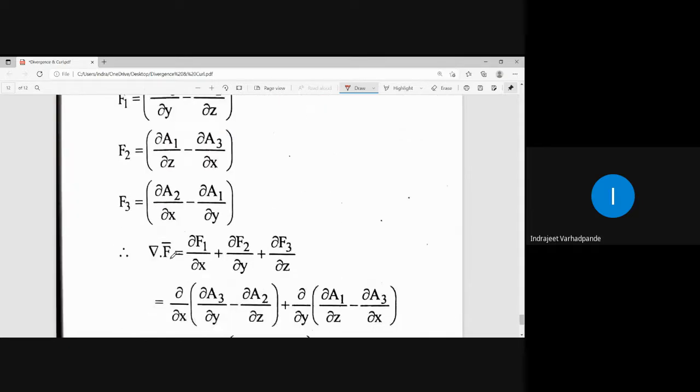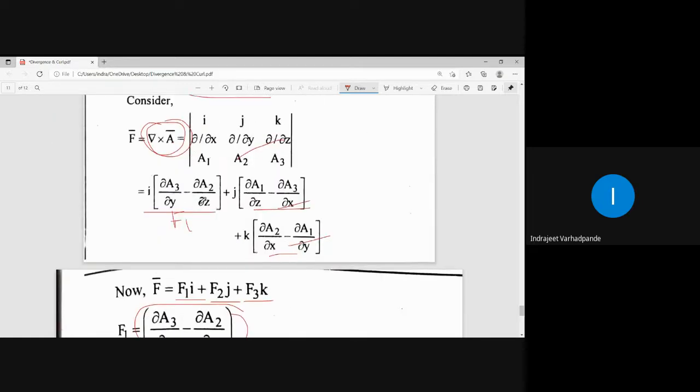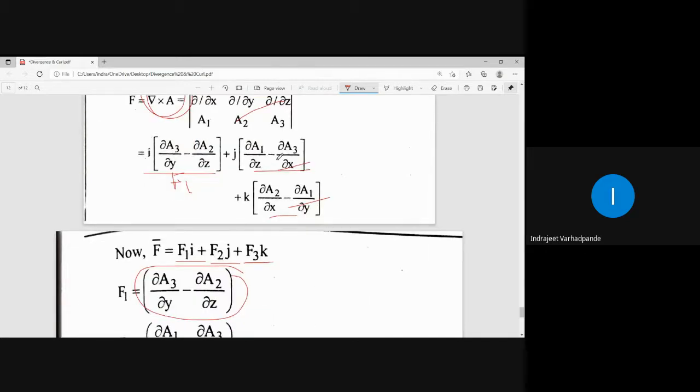Now del dot F bar यानी क्या होगा, derivative of this quantity. Why I have represented it by F1, F2, F3? Because I have to take the divergence. Divergence is nothing but dot product. Dot product is always scalar. So instead of keeping it in the bracket, which will increase the complication, what I do is I represent this F bar as F1i, F2j, F3k, where what is F1? F1 is this bracket, F2 is this bracket, F3 is this bracket.